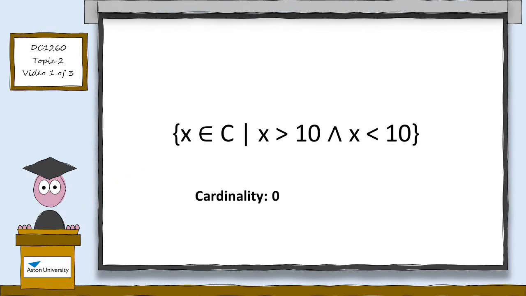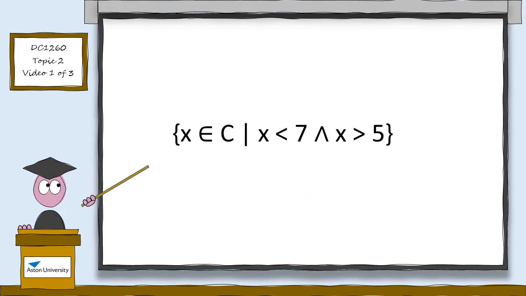Its cardinality is 0, and this is denoted like this, or like this. This set contains numbers that are less than 7 and greater than 5, meaning this set only contains the number 6. It's quite acceptable for a set to contain a single value and still be considered a set. This would actually be known as a singleton set, with a cardinality of 1.